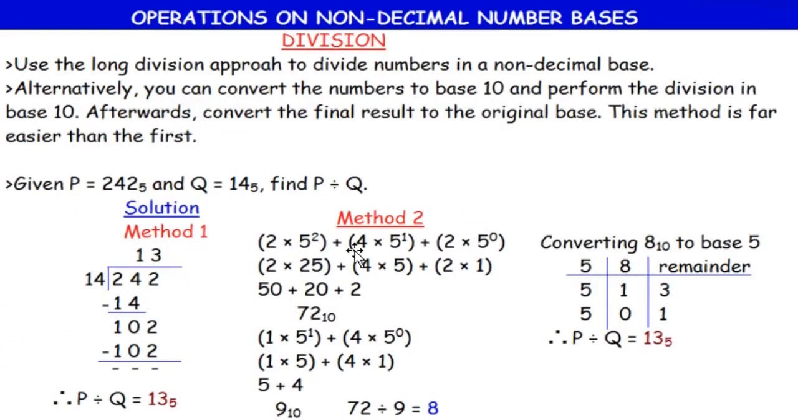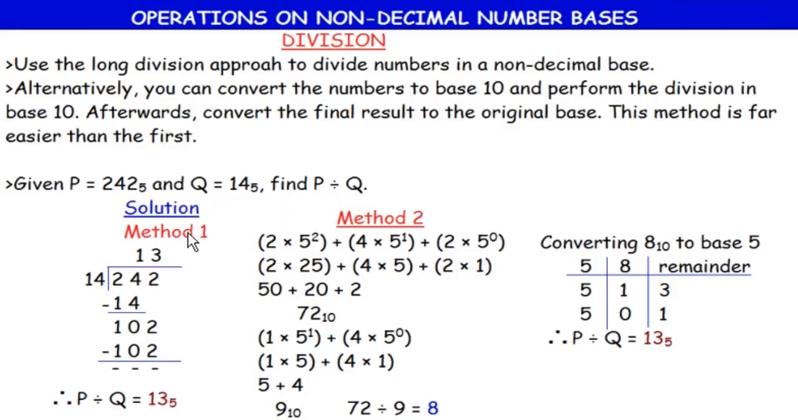So now let's look at the final operation, which is the division of numbers in non-decimal bases. Here we are going to apply the long division method. So let's look at this question. Given that P is equal to 242 base 5 and Q is equal to 14 base 5, find P divided by Q. So it means, what is 242 base 5 divided by 14 base 5?